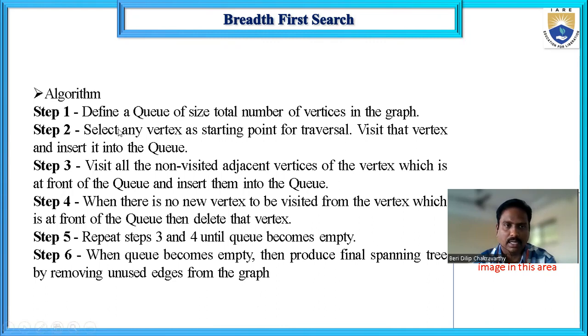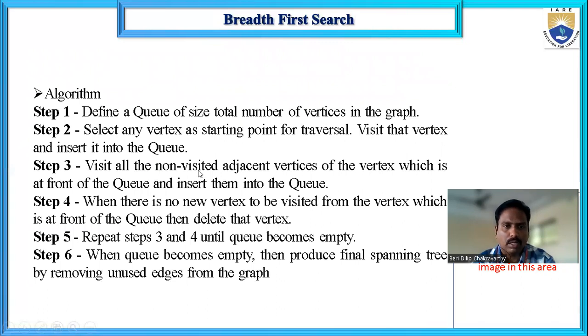Second, select any vertex as the starting point for my traversal. I may consider any vertex. Visit that vertex and insert it into the queue. So I may consider any vertex in the graph as my starting vertex, and I insert it into the queue.